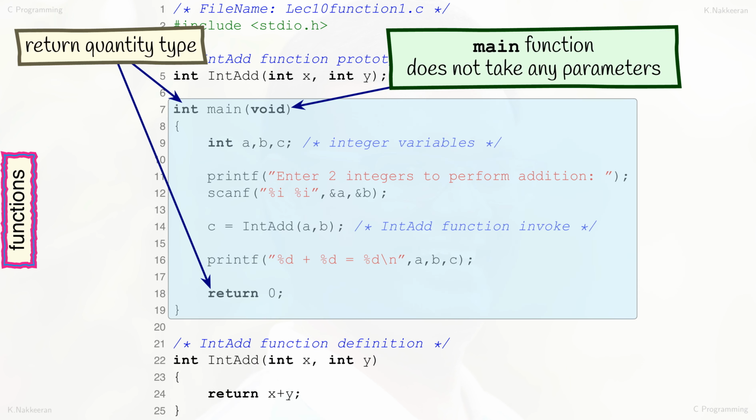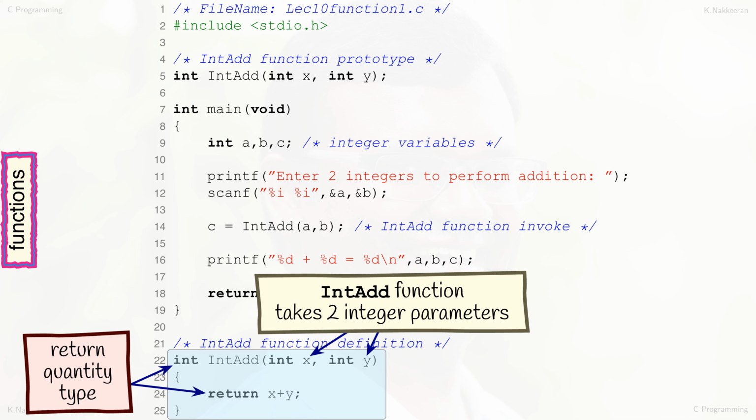Line 7 is the first line of the main function, which is the boss of the C program. Main function does not take any parameters, so either void or nothing mentioned within the parentheses. Return type of the main function is an integer. In line 18, integer 0 is returned for the successful termination of this C program. Scope of the main function from lines 9 to 18 are enclosed within braces. In C programs, the respective scope of all functions are to be enclosed within braces.